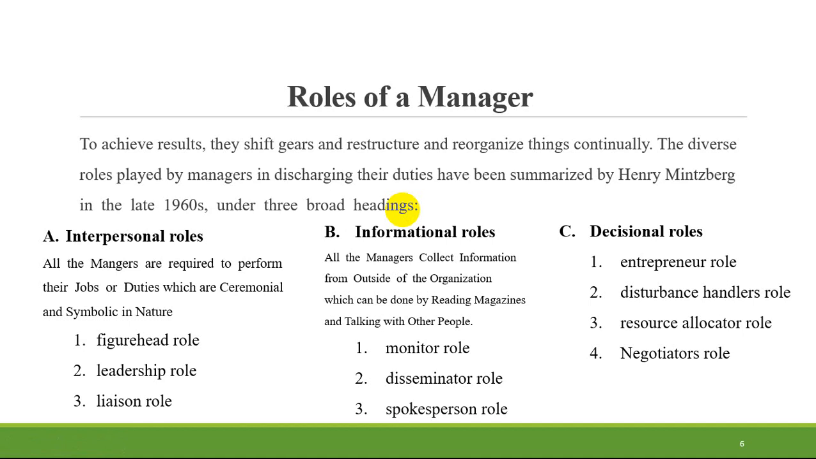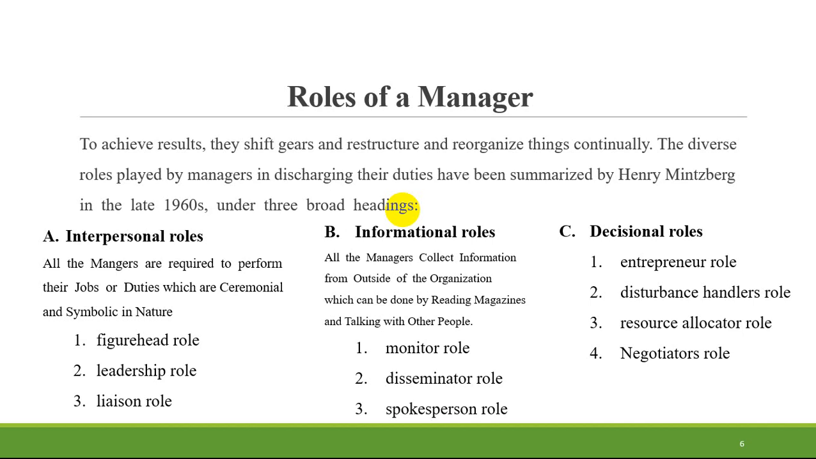And then leadership roles. In the leadership role, we have to hire someone, we should fire someone, we should provide them training, we have to motivate them, we have to appraise them, we have to provide good compensation to them, and we have to deal with the different other processes which belong to leadership. That is what falls under interpersonal roles.